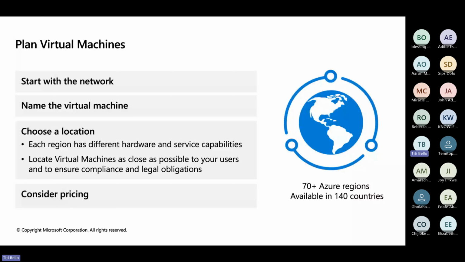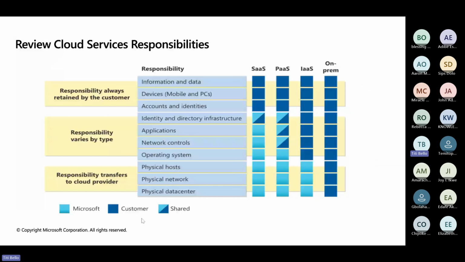which makes us know that at this point, the physical data center is done by the provider, physical network is done by the provider, physical host is done by the provider, system is done by the provider, applications are done by the provider, identity and directory infrastructure is done by the provider. So everything on this list here is done by the provider. That's why you have the on-premises.